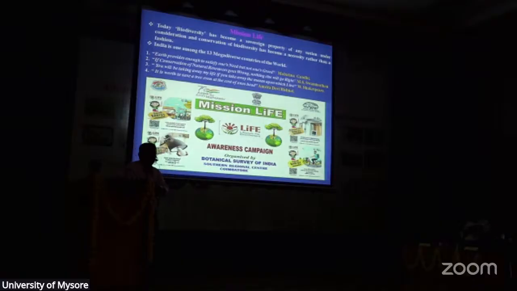Not only our present Prime Minister, the father of our nation also has proposed, and given a hint to the people to conserve the natural elements. The father of our nation has already told, Earth provides enough to satisfy one's need, but not one's greed. So this is the way how we have to use our natural resources.